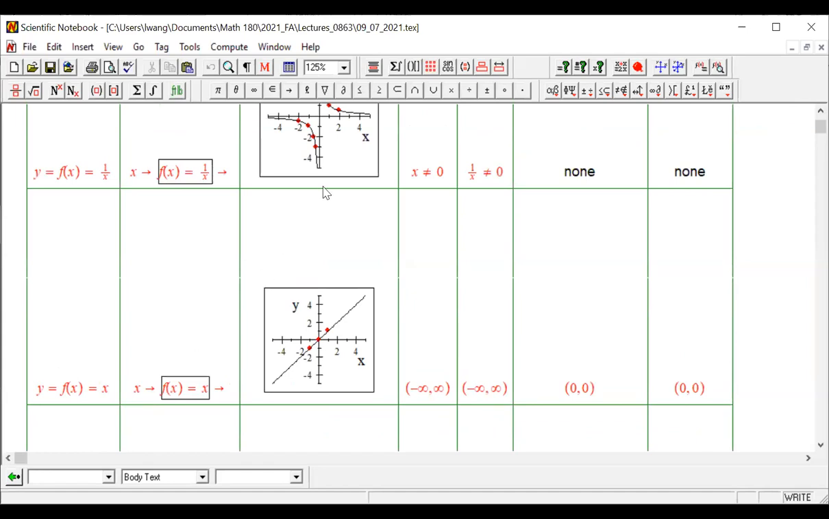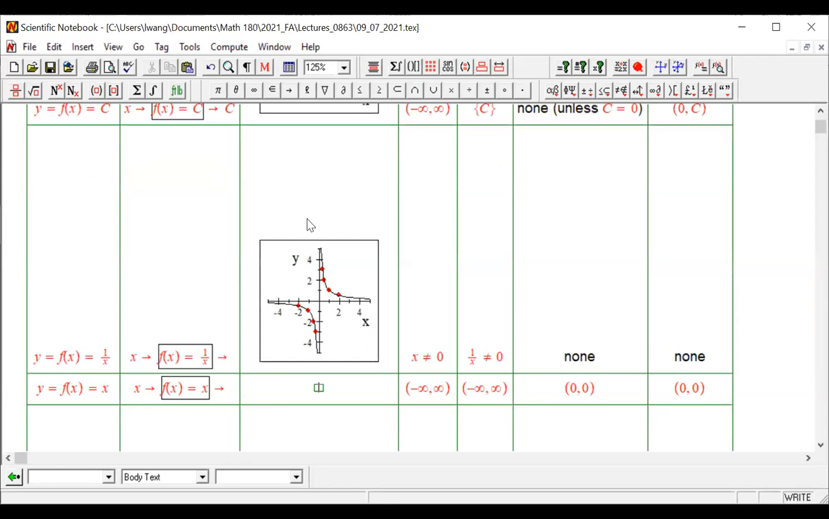Let's see, this space seems to be so much larger than I want it to be, right?